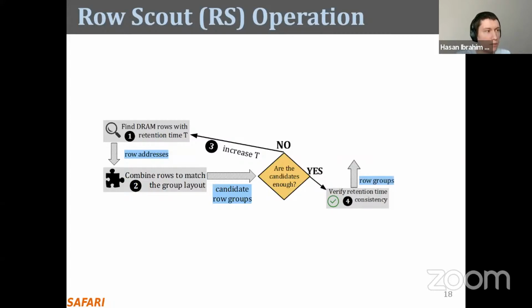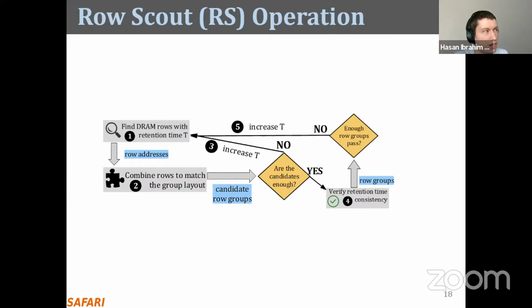Okay, but if we have enough candidates here, what we do in step 4 is verify the retention time consistency. To do this, we repeatedly test the retention times of these candidate rows and make sure that they always fail after time interval T. We repeat this for 100 or 1,000 iterations, right? In all of these 100 iterations, the row should always fail. Otherwise, we discard it from the candidate row group set. And if we have enough row groups that pass this verification step, we are done.